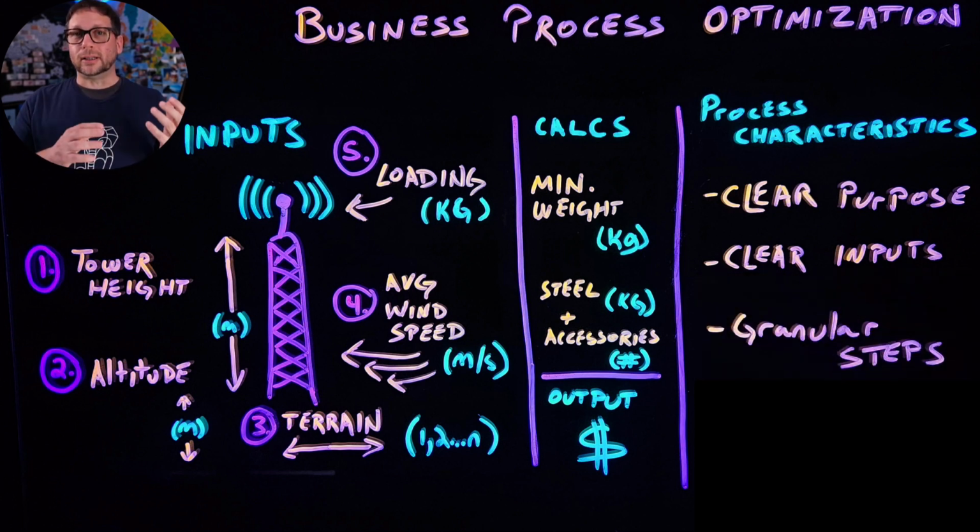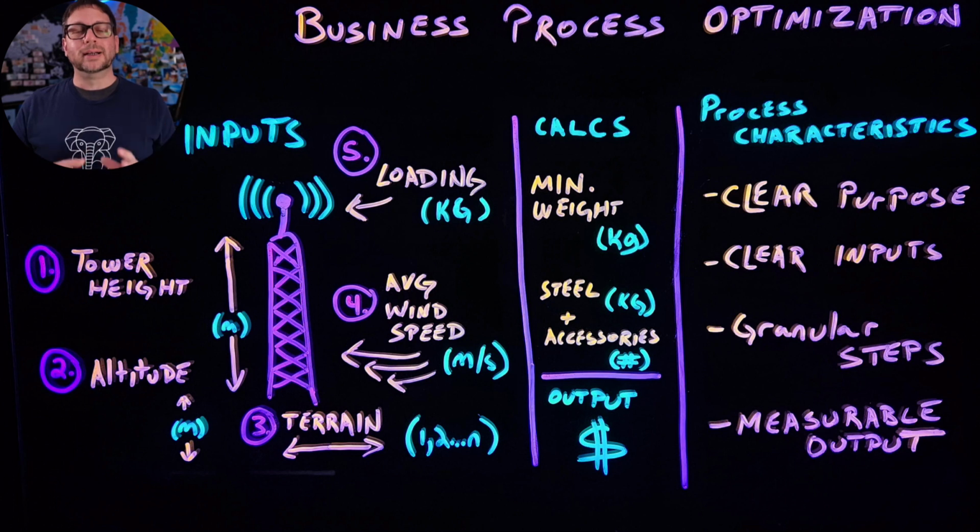And it also has a clear set of steps. So we collected all of those inputs in order, and then we did all the calculations in a specific order to arrive at the amount of steel we needed and the cost of the tower, which is our measurable output. So that is what a well-architected process looks like. And I'm happy to say that after we released our application, our tower sales increased exponentially. And that's because we had an optimized process that was helping our own engineering team produce more consistent results that were making our customers happy.